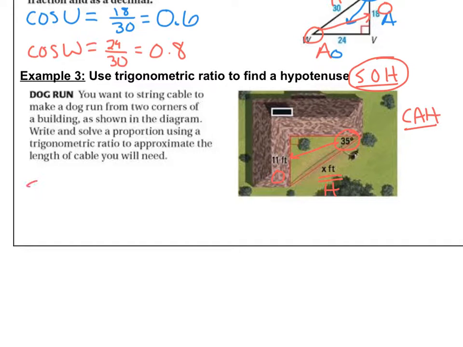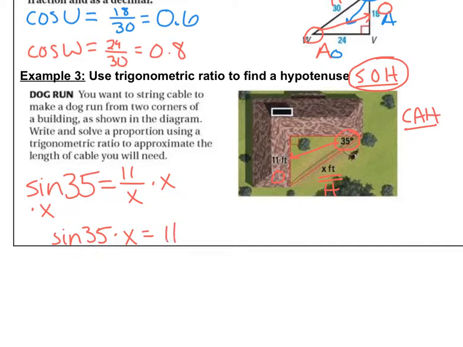So the sine of 35 degrees must be equal to 11 over x. We'll multiply both sides by x and get sine of 35 times x equal to 11. Then divide by sine of 35 on both sides.